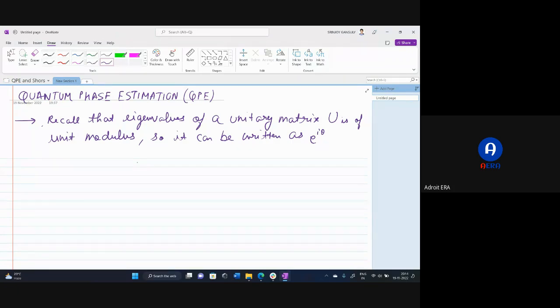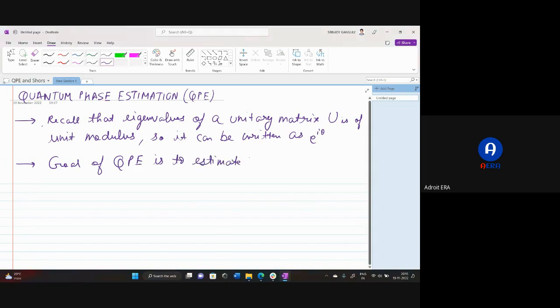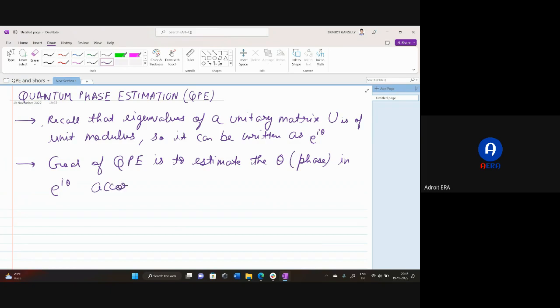and then the goal of QPE is to estimate the theta, which is the phase in e to the i theta, according to the eigenvalue equation. Okay, the eigenvalue equation.